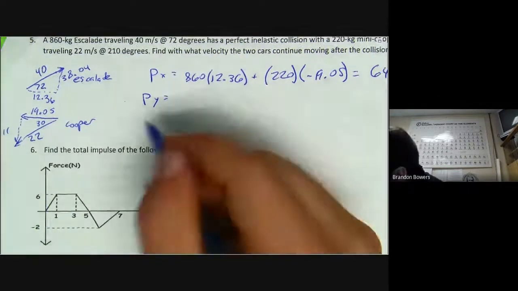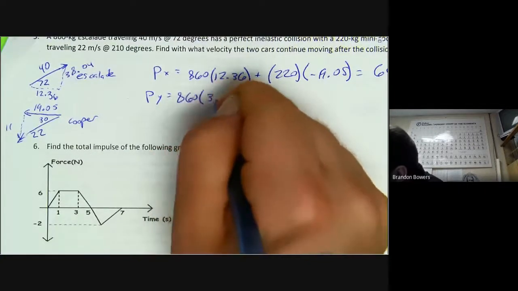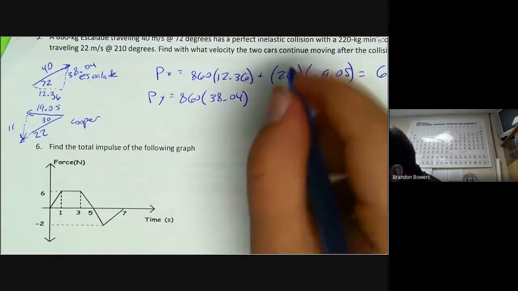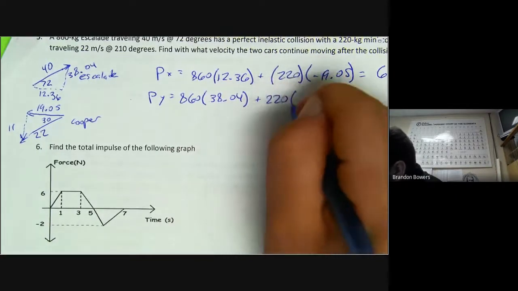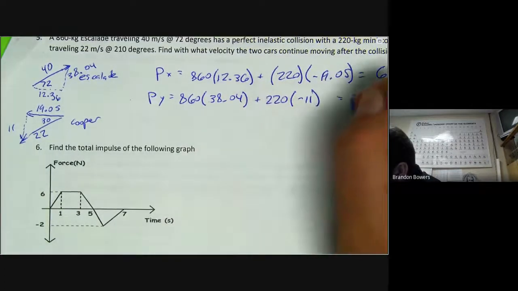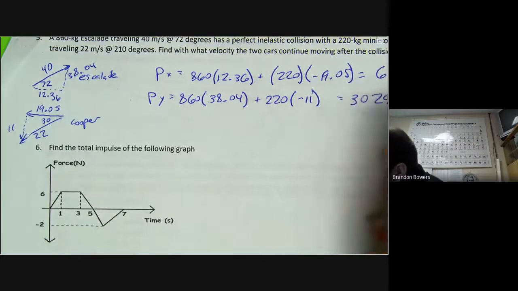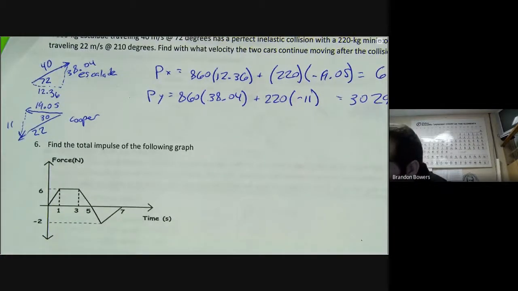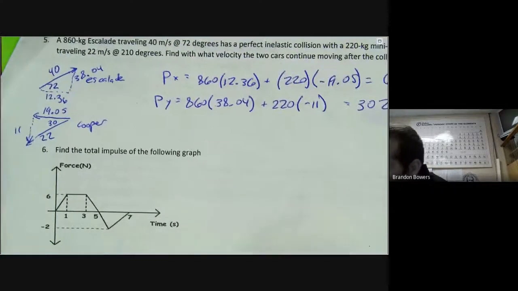All right, similarly, let's do the y direction, 860 times 38.04, plus the mass of the Mini Cooper. Since it's going down, it's negative 11. So that is equal to 30,204.